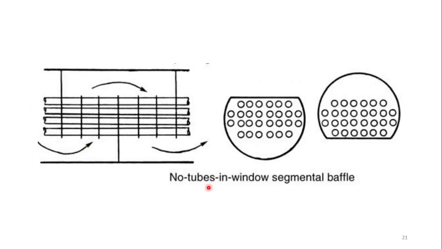Similarly, we'll have the no-tubes-in-window segmental baffle, right? The tubes are arranged at the center, and the side has no tubes. So that's why there are no holes at this point of the baffle. So this is the baffle which has no holes. So the flow direction would be just like this one, right?